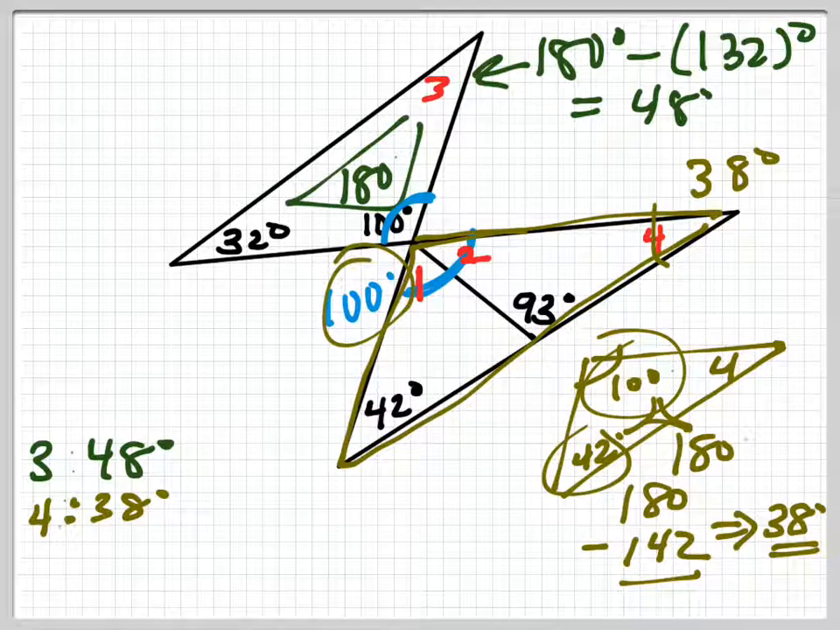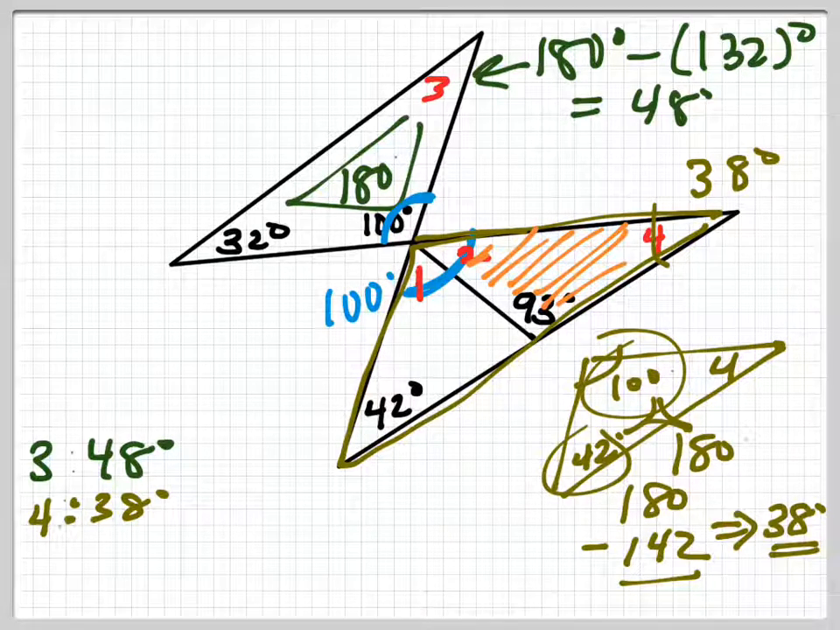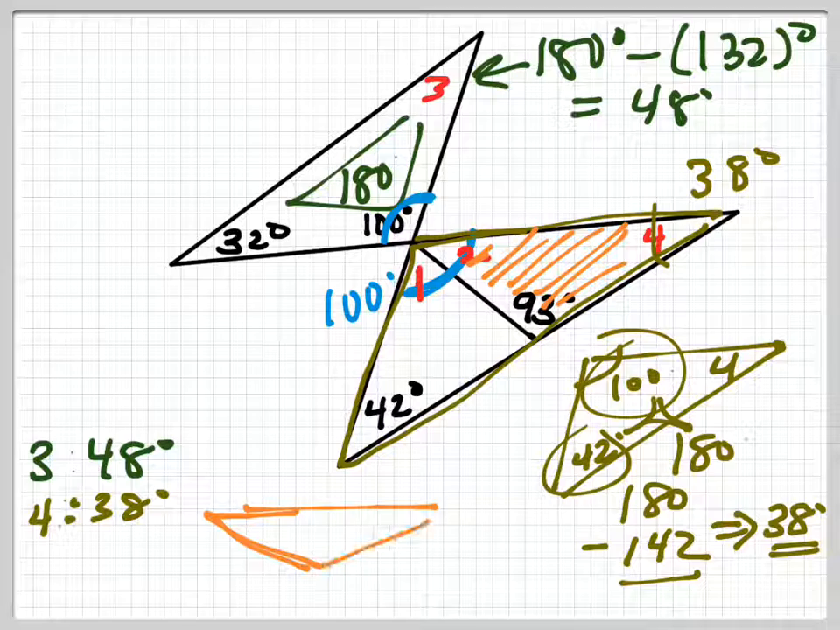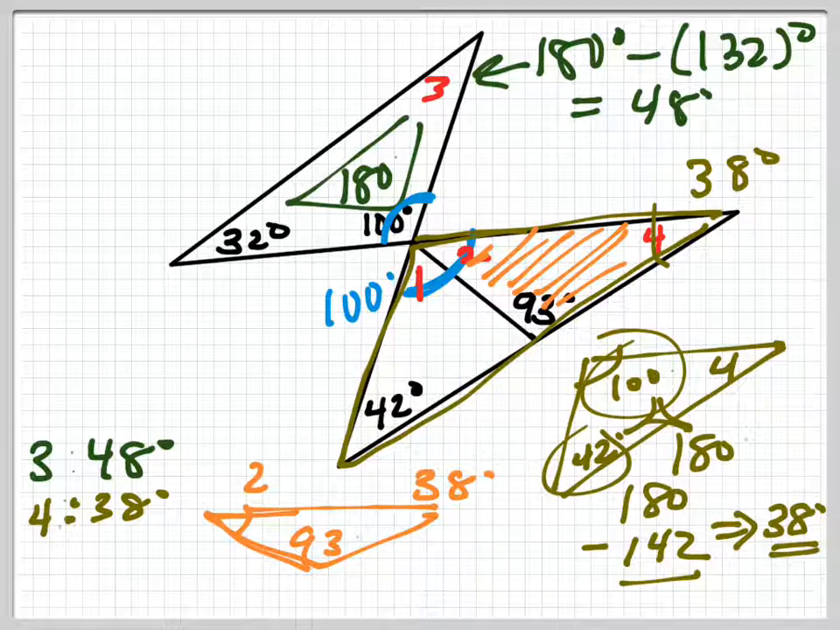Because 142 and angle 4 make a triangle. Let's choose a more appealing color. Okay, well, we have a smaller triangle here. We just figured out angle 4, so with that in mind, if I draw that smaller triangle, I have angle 4, which is 38 degrees. This 93 was given, and this angle 2 is what we're still missing. So they make a triangle.